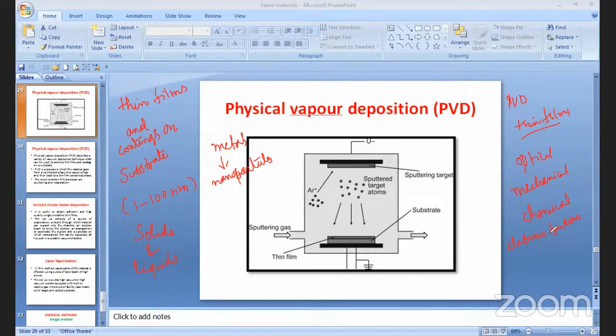And this PVD is used to make, especially in the case of physics, if you take here.